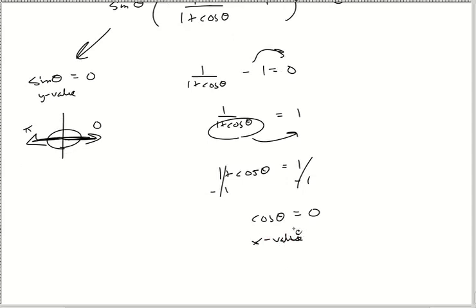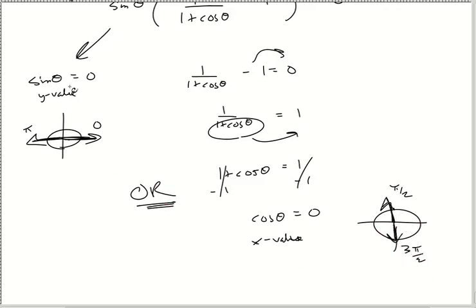Or, there's a big or right between them. Or my y value is equal to 0. Where's my x value equal to 0? Right here, straight up at pi over 2, and straight down at 3 pi over 2. So I got 1, 2, 3, 4 answers.